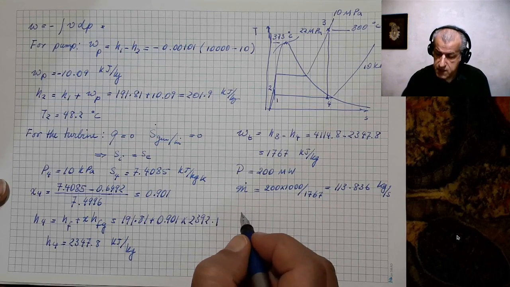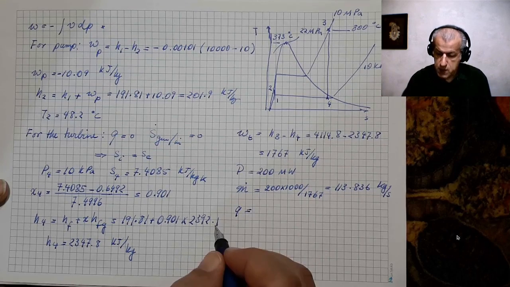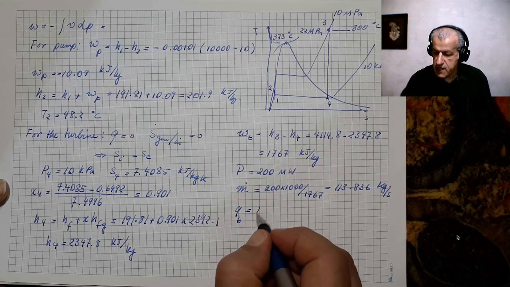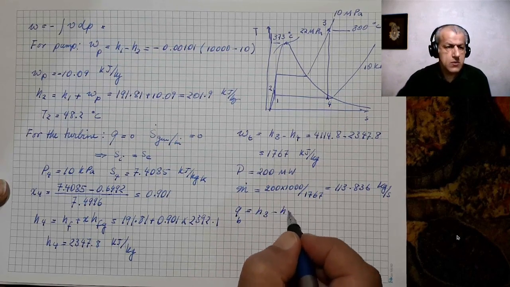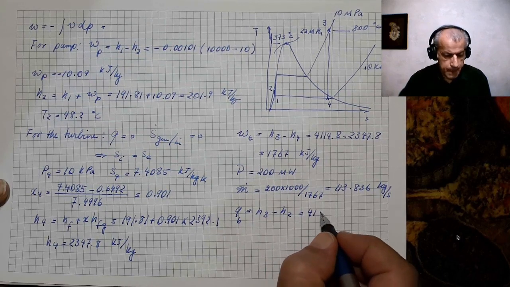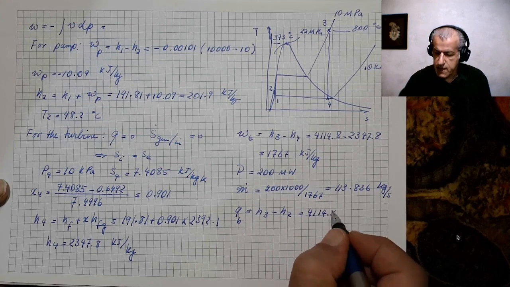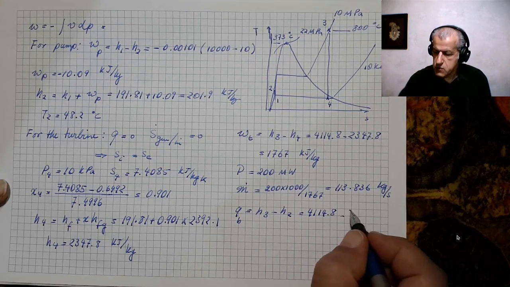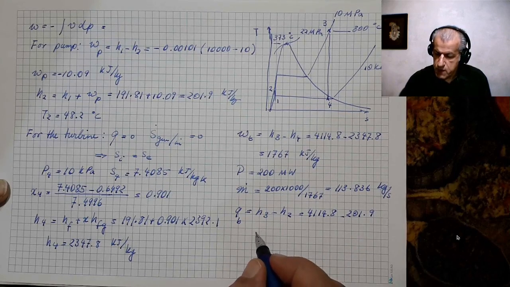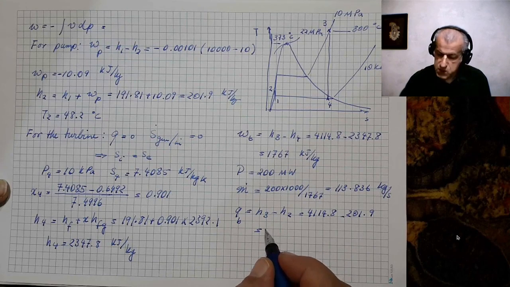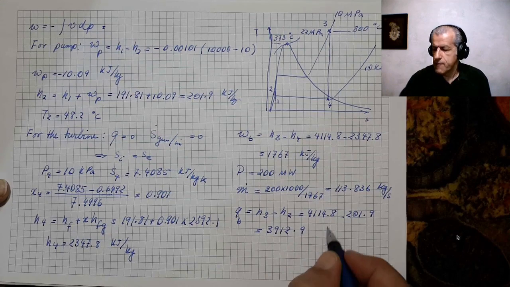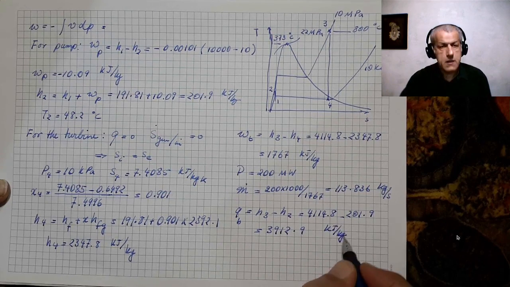Okay. Now, heat transfer Q equals, this is for the boiler, it is H3 minus H2, and that would be 4114.8 minus 201.9, and QB would be 3912.9 kilojoule per kilogram.